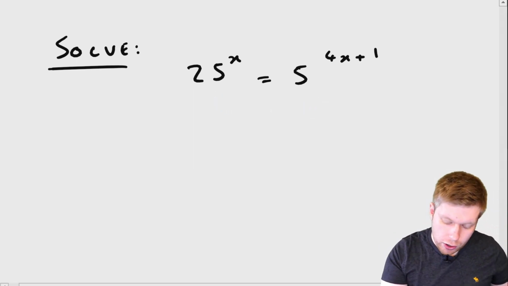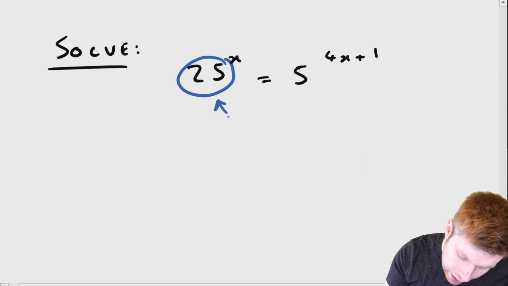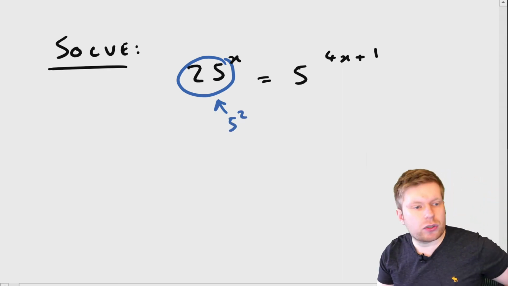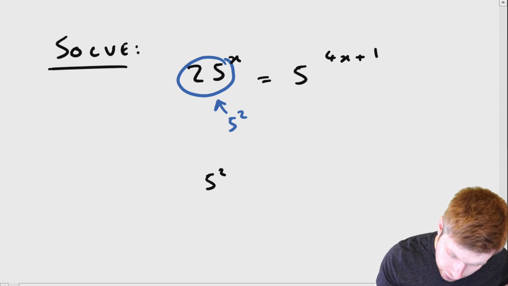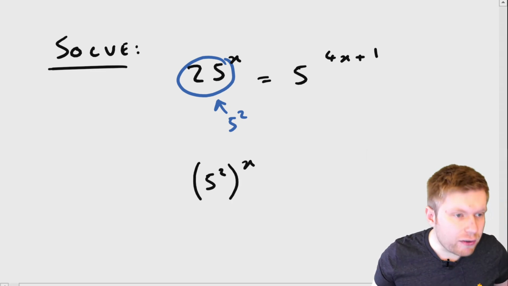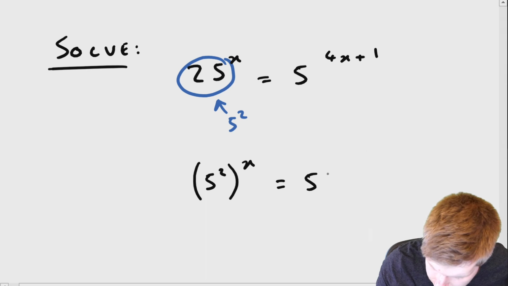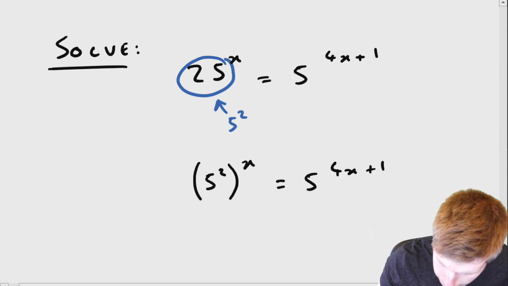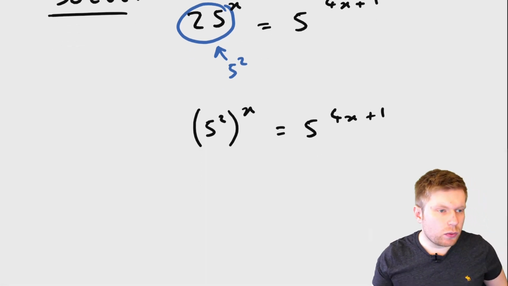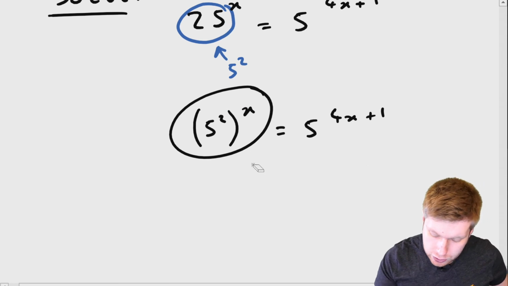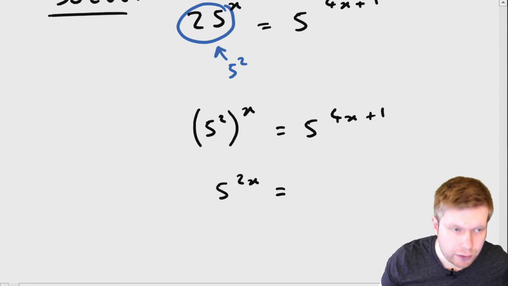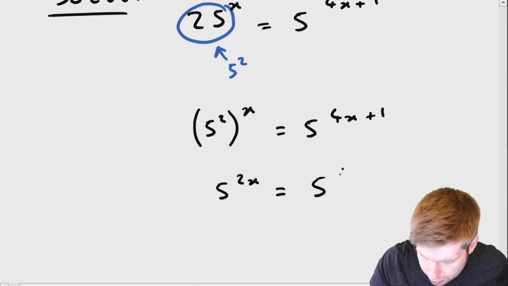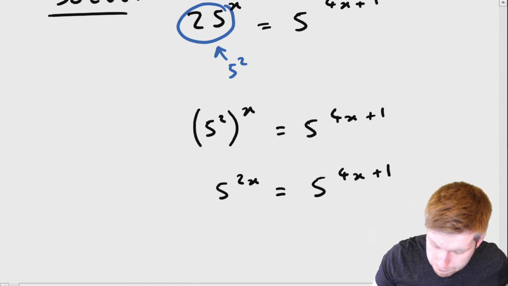Okay, so have a look. You notice this 25, you could write that as 5 squared. Okay, that would literally be the same. So because I can write that 25 as 5 squared, I'll still have it raised to the power of x, and the right hand side I'm just going to keep the same. Now I know a law of indices which will actually simplify this for me, so get rid of the brackets. I just need to multiply the 2 and the x together. So I get 5 to the power of 2x. Then here I get 5 to the power of 4x plus 1.